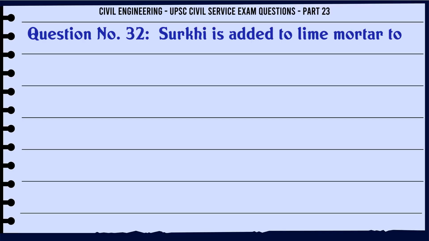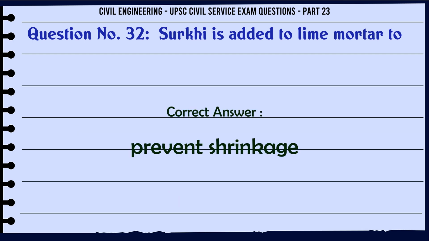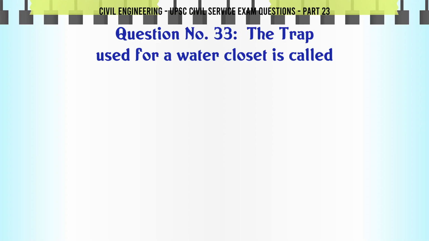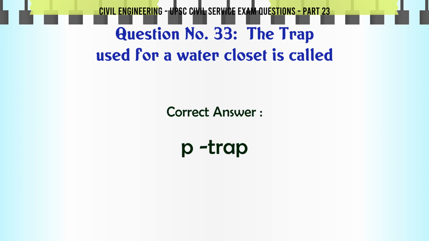Surkhi is added to lime mortar to A. Prevent shrinkage, B. Decrease setting time, C. Increase bulk, D. Impart hydraulicity. The correct answer is prevent shrinkage. The trap used for a water closet is called A. Gully trap, B. P-trap, C. Intercepting trap, D. Anti-siphon trap. The correct answer is P-trap.